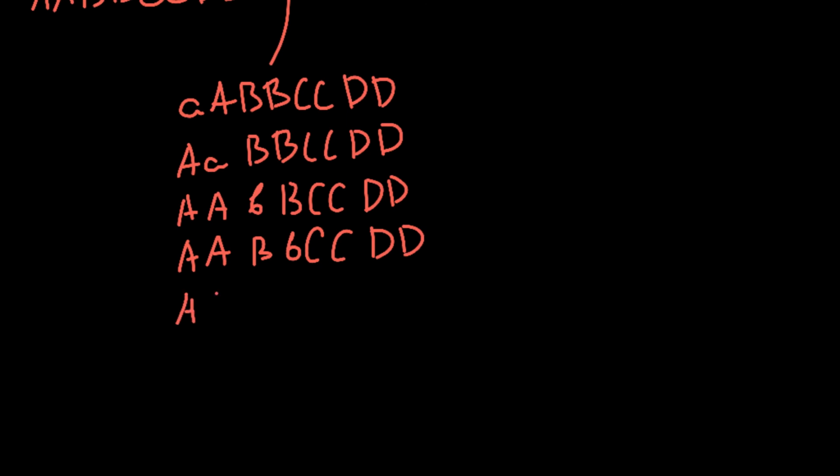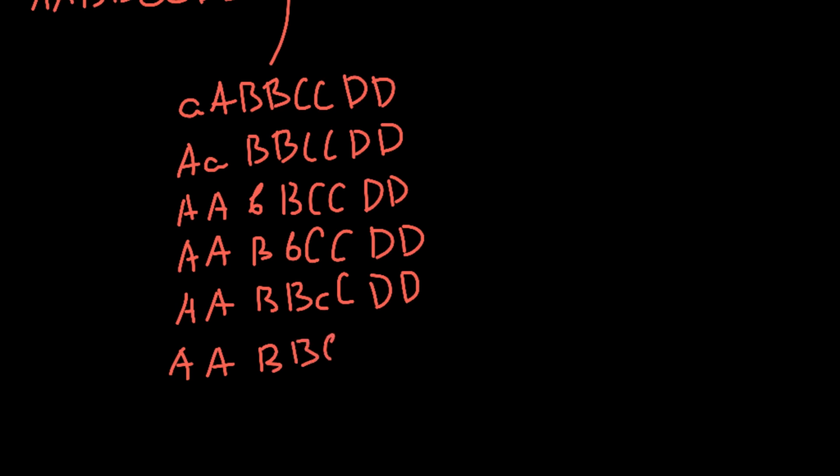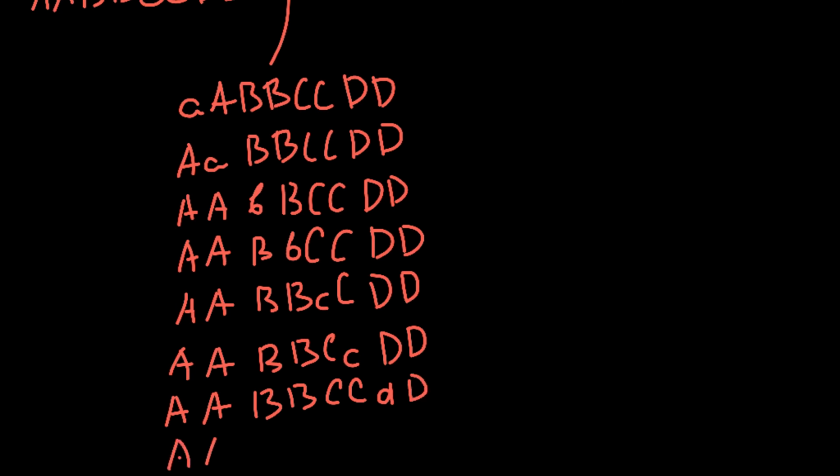Next variant: capital A, capital A, capital B, capital B, small c, capital C, capital D, and capital D. Another variant: capital A, capital A, capital B, capital B, capital C, small c, capital D, capital D. Another variant: capital A, capital A, capital B, capital B, capital C, capital C, small d, capital D. And the last variant: capital A, capital A, capital B, capital B, capital C, capital C, capital D, and small d.